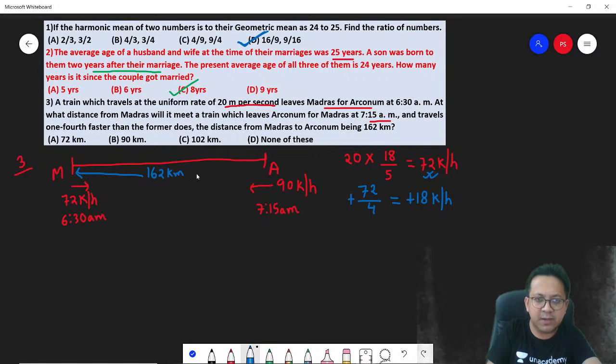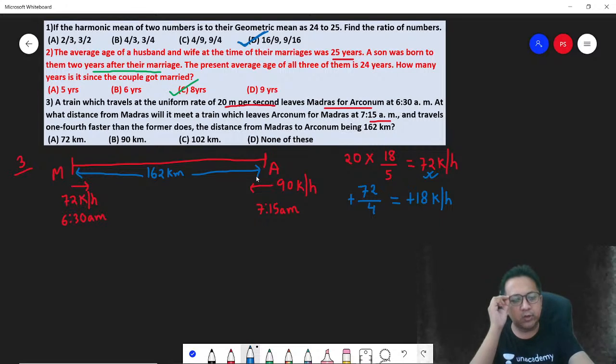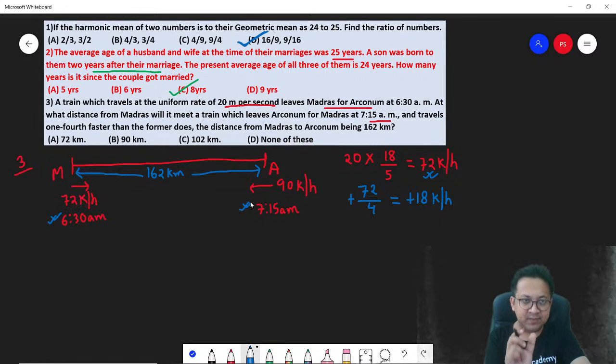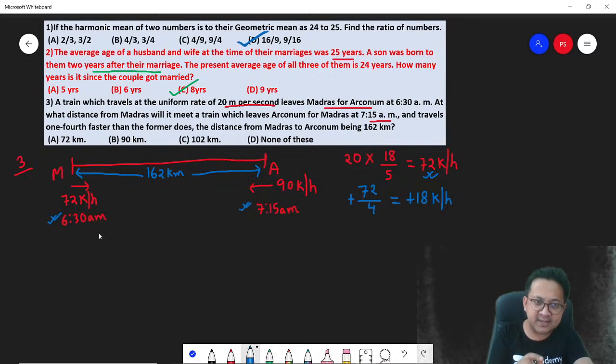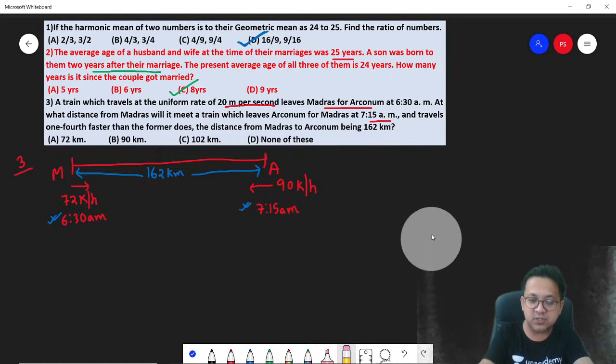Okay, now think about it. First thing first, when will the two trains meet? From 6:30 a.m. to 7:15 a.m., those 45 minutes, only the left-hand side train is moving. Will you agree? So in those 45 minutes, what is the distance that the left-hand side train covered?